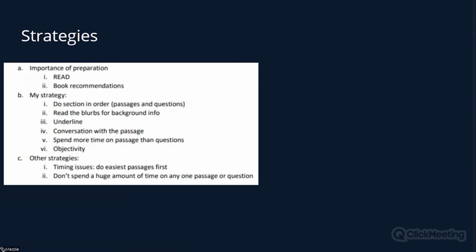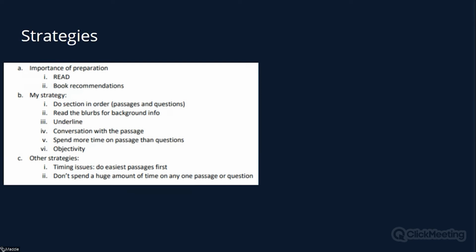Okay, that is my strategy, but of course, other people have other strategies and they've been successful with those, so I don't want to just talk about mine. I never had an issue with timing. For people who have major timing issues, I've heard that some try to do the easier passages first, because they'll get more right in those, and then they won't have to struggle through the harder ones they wouldn't get to anyway. But I'm not sure that's super helpful because of the bubbling issue. It's going to be confusing that way.